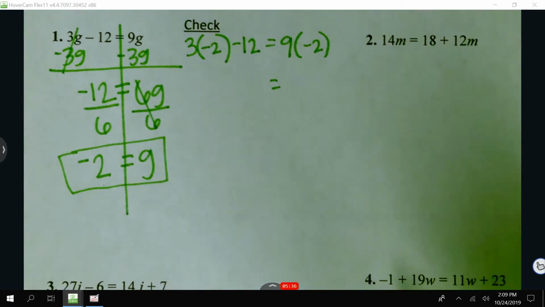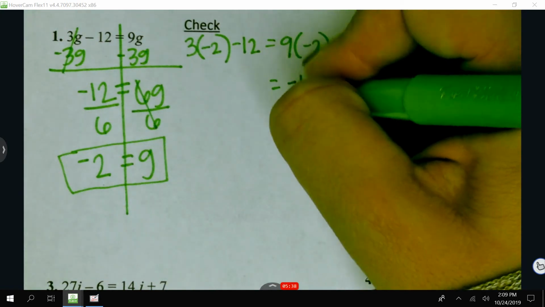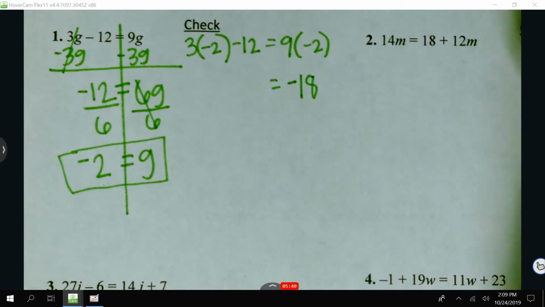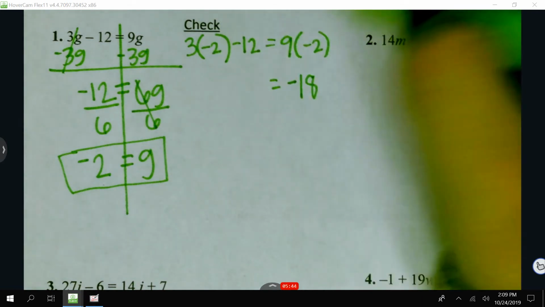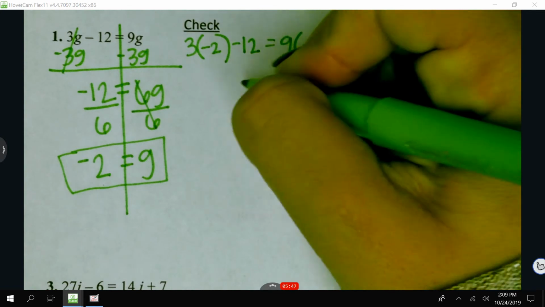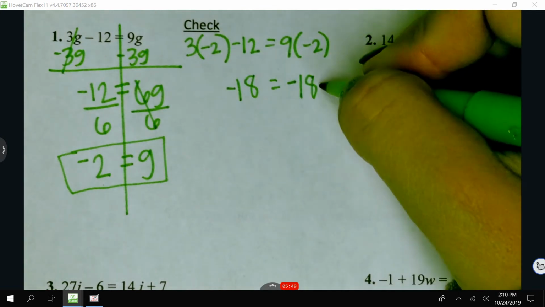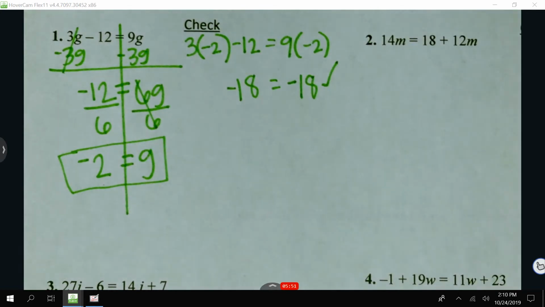Okay. So I know 9 times -2 is -18, right? So then what is 3 times -2 minus 12? -6 minus 12, which is -18. Okay. You should be doing all of this. Everything that we do on notes is what I'm expecting to see on your homework.